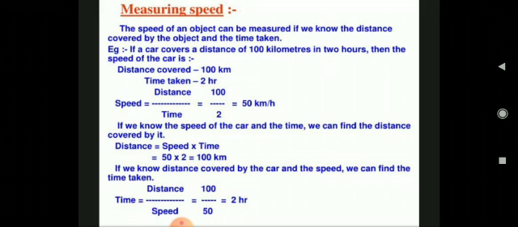Now if we know, students, the distance covered by the car and the speed, then we can easily find out the time taken also. So what is the formula of time? We can say that time is equal to distance upon speed. So we can easily find out by this formula. So the answer is 2 hour, right?